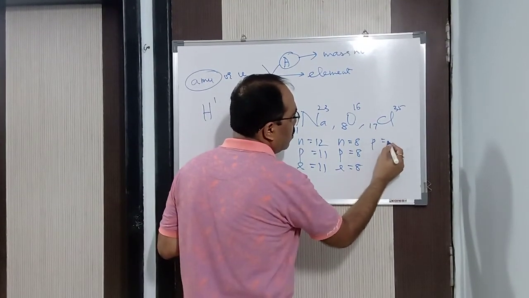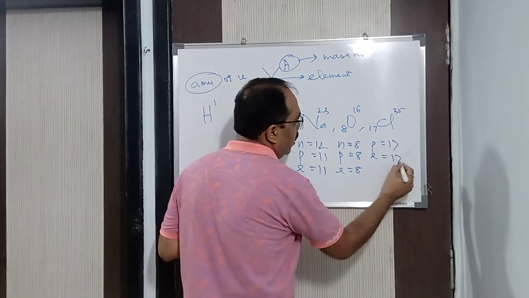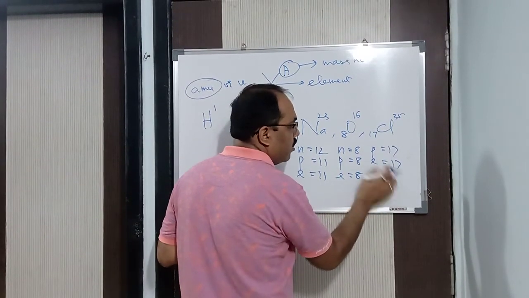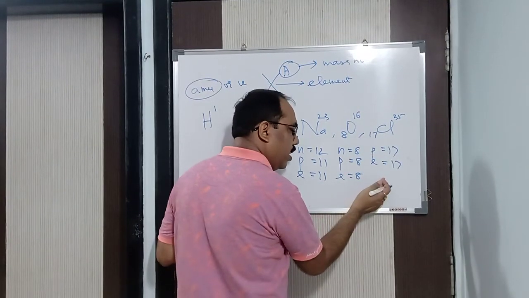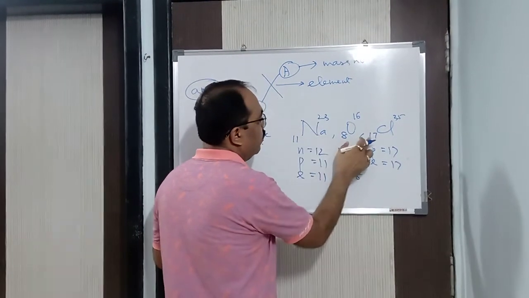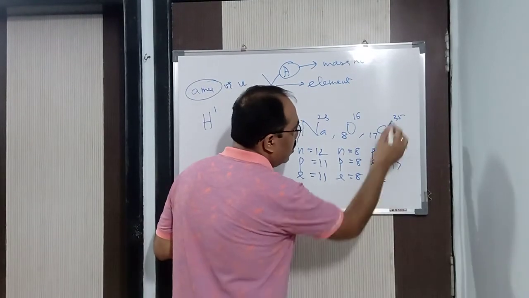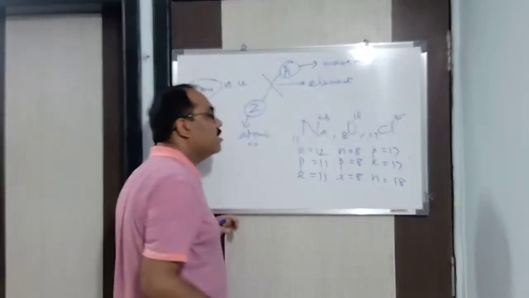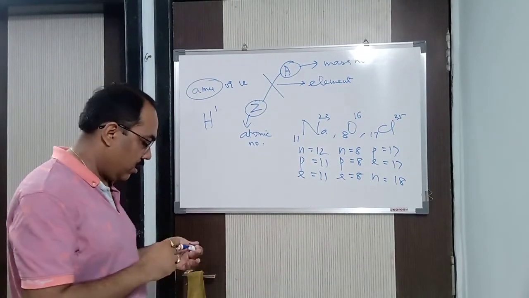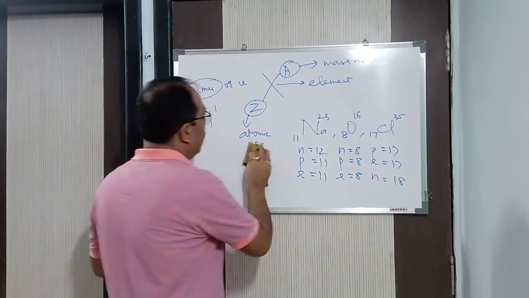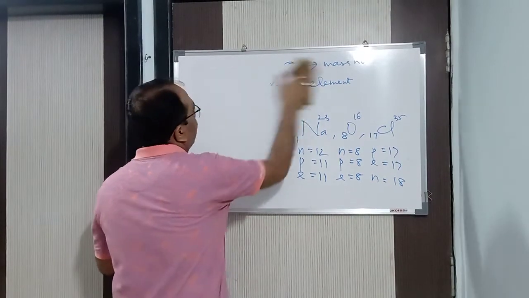So number of protons is 17. Number of electrons is 17. Number of protons is equal to number of electrons, because an atom is electrically neutral. I said you earlier also. So protons is equal to electrons, that is nothing but equal to atomic number. And number of neutrons is 35 minus 17, which is 18. In this way we calculate the number of protons, electrons and neutrons. Clear? Understood about atomic mass or mass number?